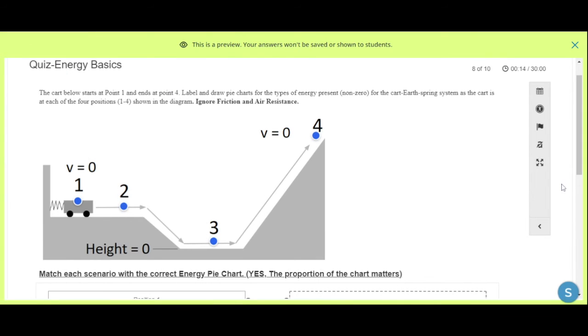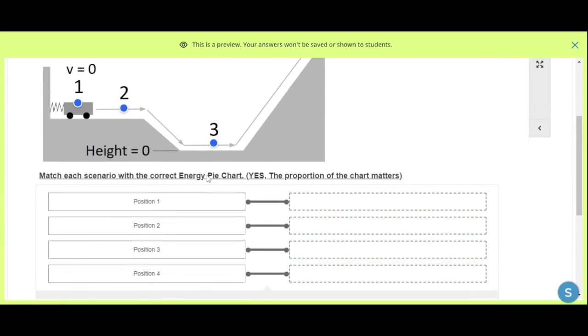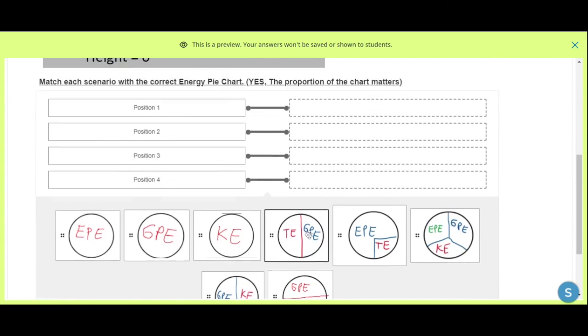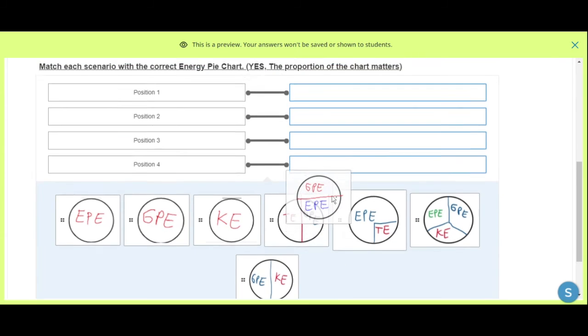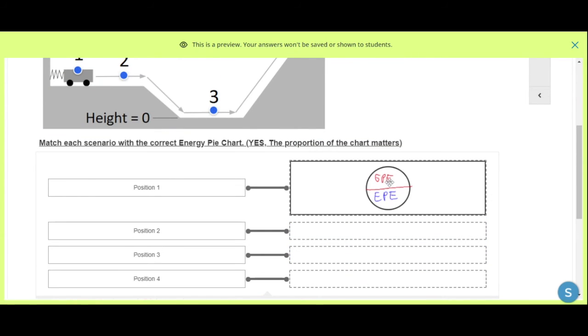All right, guys, so we just talked about this problem, right? On how in the beginning, all we had was GPE and EPE. So I just need to go ahead and find that graph down here. And I notice that it's just right here. Half of it's GPE and half of it's EPE. And again, this energy pie chart at this point in our curriculum is just a rough estimate. So it might not be exactly half, but it's right around there. And that's good enough for us.